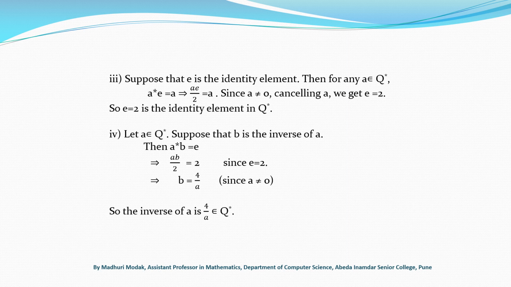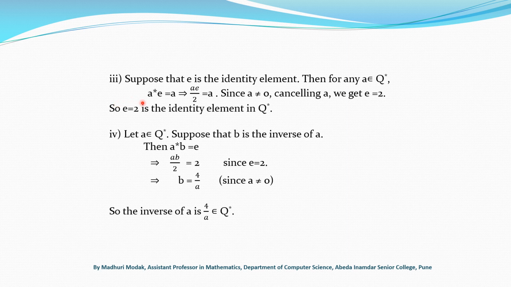Now third is finding the identity element. Suppose E is the identity element in Q star. Then by definition, for any A in Q star, A star E is equal to E star A is equal to A. But in Q star, multiplication is commutative, so A star E and E star A are equal. So we just consider A star E equal to A to find the identity element. Now by definition of star, A star E is AE by 2. So we get AE by 2 is equal to A.